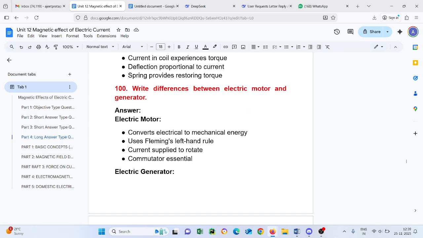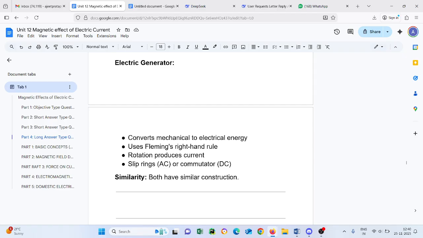Question number 100. Write the difference between an electric motor and a generator. An electric motor converts electrical to mechanical energy, uses Fleming's left hand rule, current supplied causes rotation, and a commutator is essential. An electric generator converts mechanical to electrical energy, uses Fleming's right hand rule, rotation produces current, with slip ring for AC or commutator for DC. Both have similar construction.